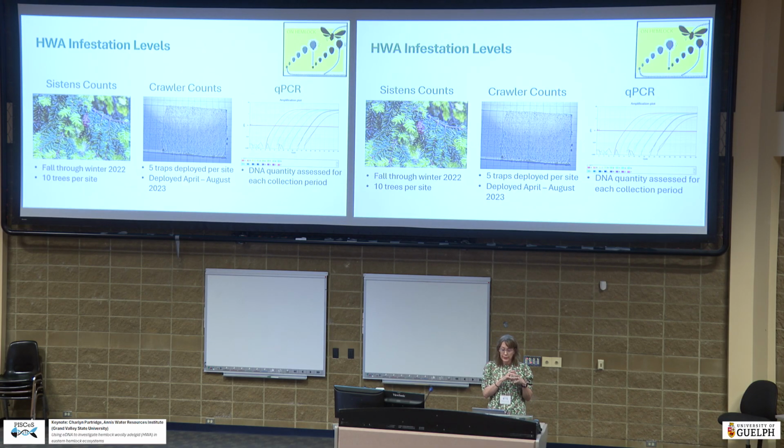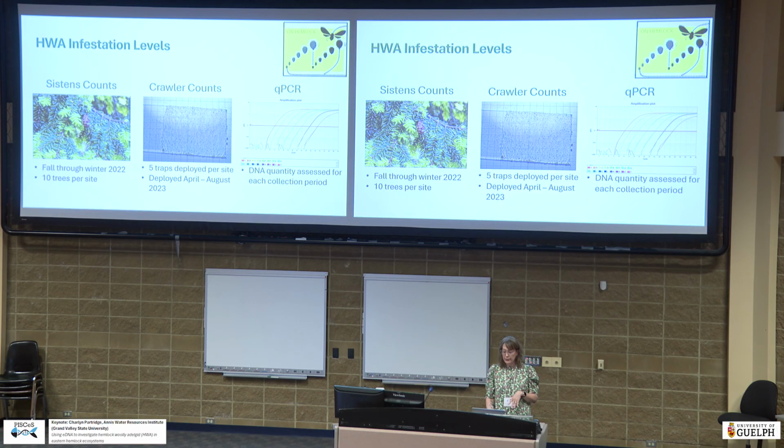So in addition to doing cystin counts on the trees, when we exchanged the slides out, we would count the number of crawlers on each of those traps. And then crawlers should theoretically be related to cystins because your crawlers are the offspring of the cystins, right? The cystins laid the eggs that developed into crawlers, so you should have a good relationship between those two. And then for each of our sites, we had 5 traps deployed, and then we assessed those crawlers over that period.